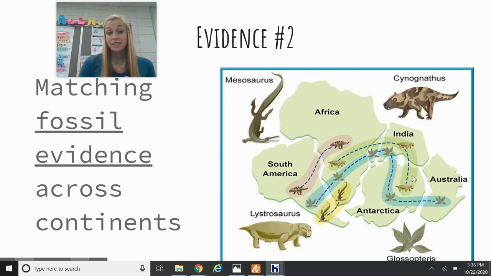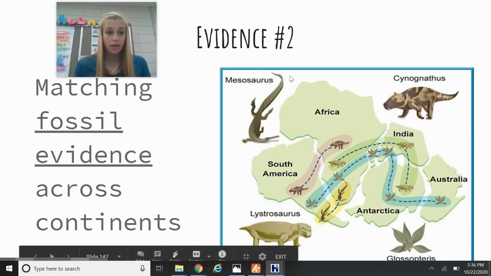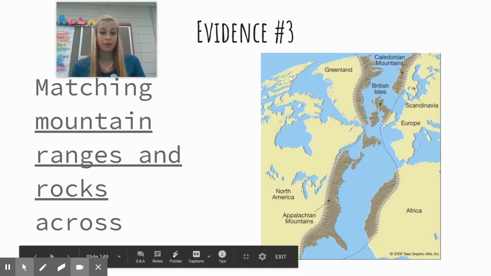So Alfred's saying, all right, if all these continents were together, then the animals could just travel from continent to continent. Right? Are you convinced? Do you believe him? Scientists didn't believe him yet. They're like, yeah, that's pretty good, but you don't got me. So let's go to evidence number 3.